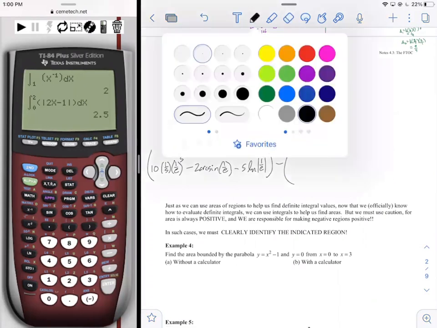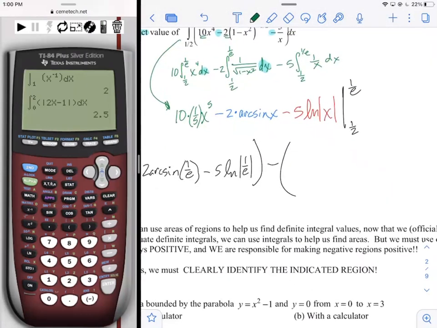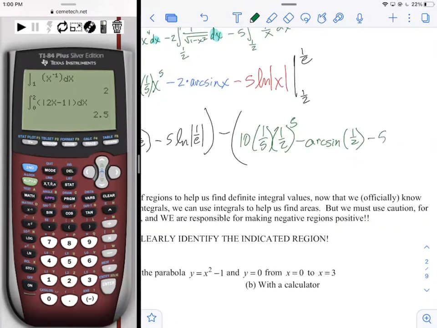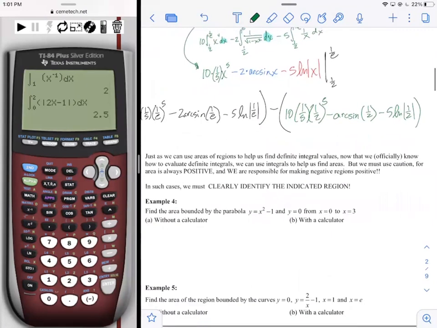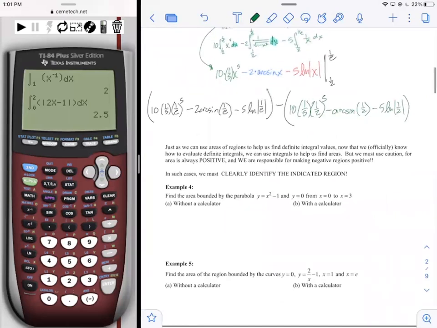Plug in the bottom, 1/2. So I get 10 times 1/5 times 1/2 all to the 5th power. Good. Minus arc sine of 1/2. Yes. Minus 5 times the natural log of the absolute value of 1/2. I could drop the absolute values, but I'm just going to leave them in there. And you know what? That's the answer. Hip, hip, hooray.